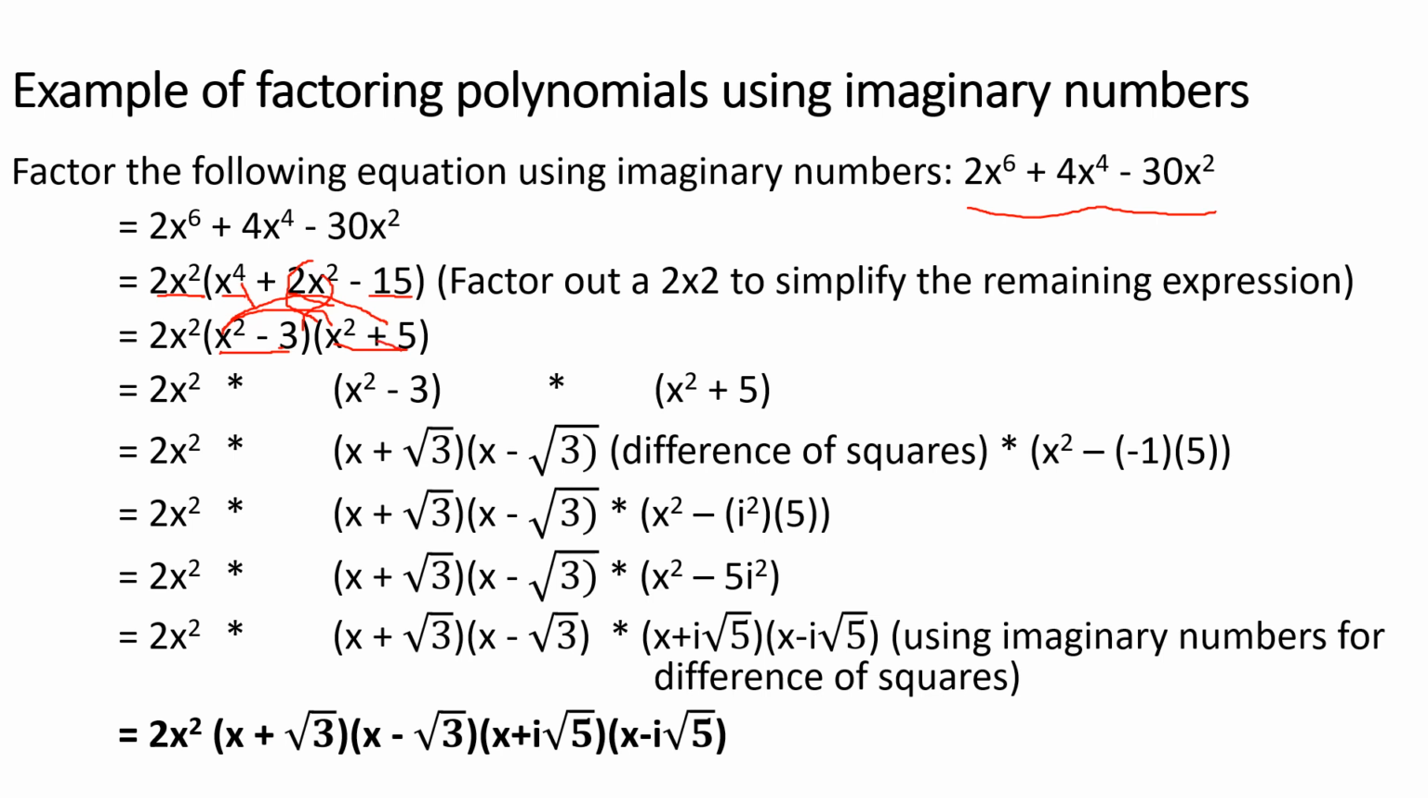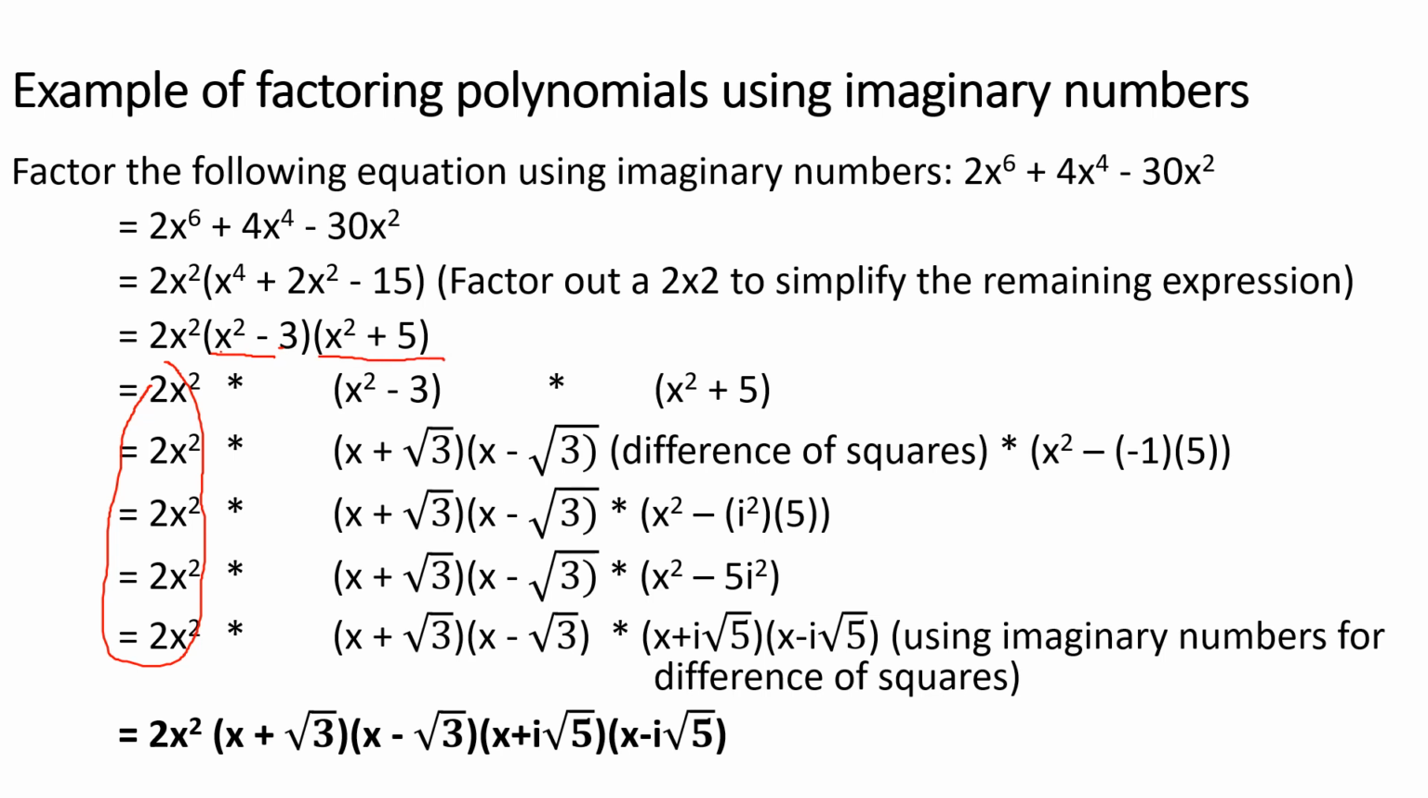So let me erase my pen marks here to make it a little easier for everyone to see and understand what I am doing in all this madness. And there's a method to it, actually. So now that I've factored out my 2x squared, I was going to leave this alone here. But I've got x squared minus 3 and x squared plus 5.